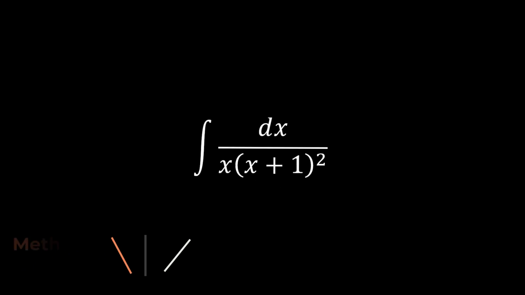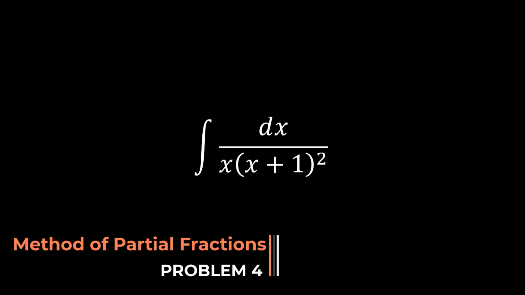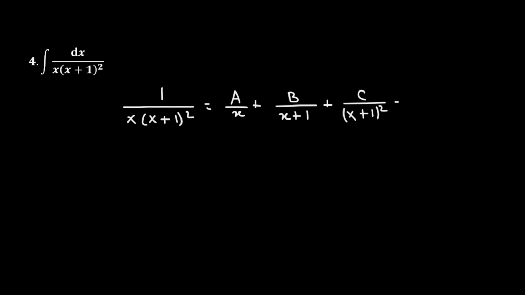Problem number 4. Find the integration of dx over x times (x plus 1) whole squared. So we consider the integrand 1 over x times (x plus 1) whole squared and decompose it into 3 partial fractions. There will be 3 partial fractions because we have a repeated factor x plus 1 in the denominator. So we get A over x plus B over x plus 1 plus C over (x plus 1) whole squared. Let this be equation number 1.